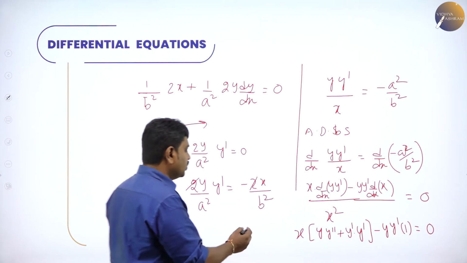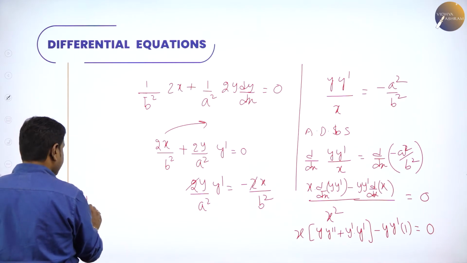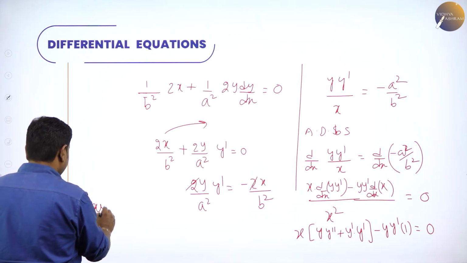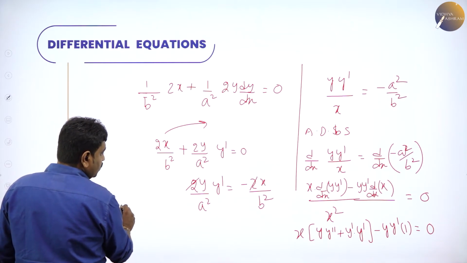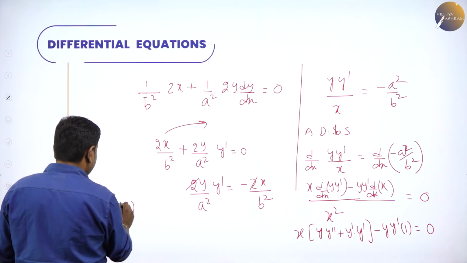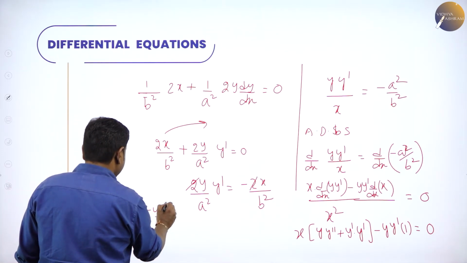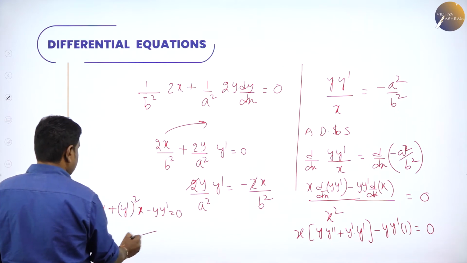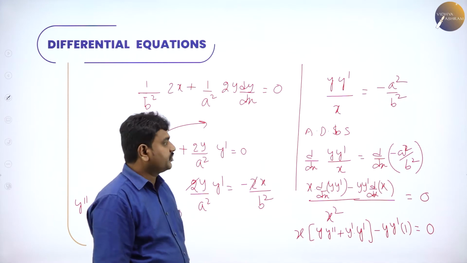The denominator goes to that side. So now simplify. Finally you'll have xy y double dash plus x y dash the whole square minus y dash is equal to 0. This is the answer. Hope all of you understood this.